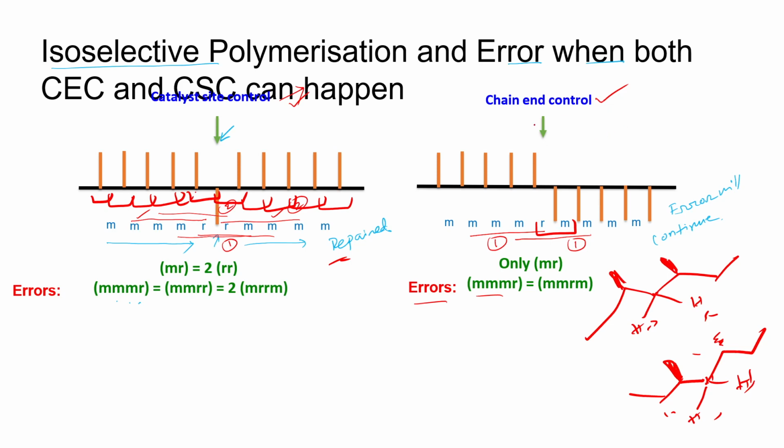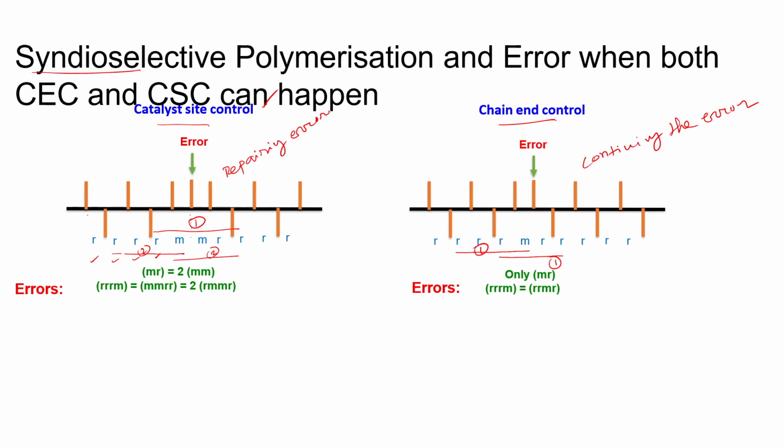Is it chain-end control, or is it catalyst-site control? But here you are going to have only one, sorry, not one. You are going to have two diads, MR and RM, two diads, meso-racemic, would be forming. But for this case, only one. That's how you can dictate this thing.